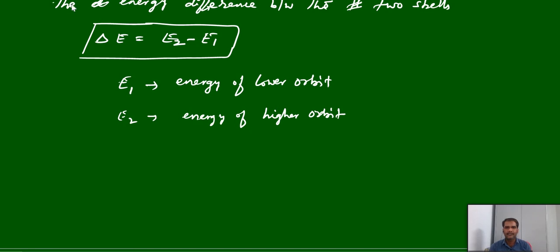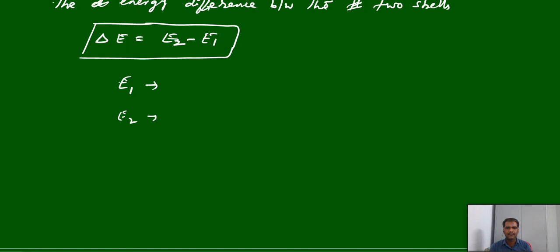Instead of lower and higher, we can take initial and final. Why? Because energy absorption or energy emission can take place. You can write initial energy as E1 and final energy of the electron as E2. It is better to take this. Why? Because in case of absorption, the energy value is positive, but in case of emission, the energy value is negative. But if we take E2 minus E1 as higher minus lower, you will always get positive.